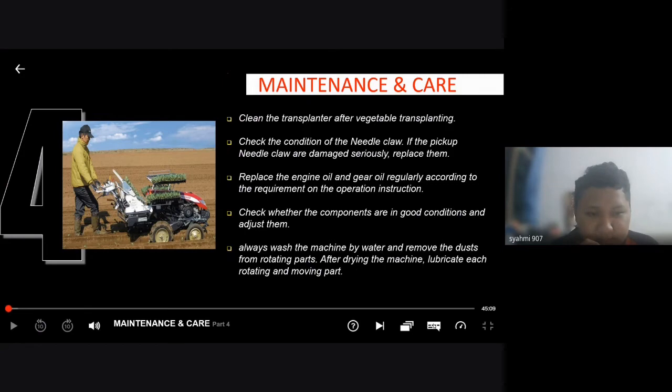And lastly, always wash the machine with water and remove the dust from the rotating part after drying the machine. Lubricate the rotating and moving parts. Okay, for the important note: do not spray water on the electrical device, otherwise the electrical device may be damaged. And after washing the machine, be sure to lubricate all the lubricant points. Otherwise, when you use the machine next time, it may not operate smoothly and properly.